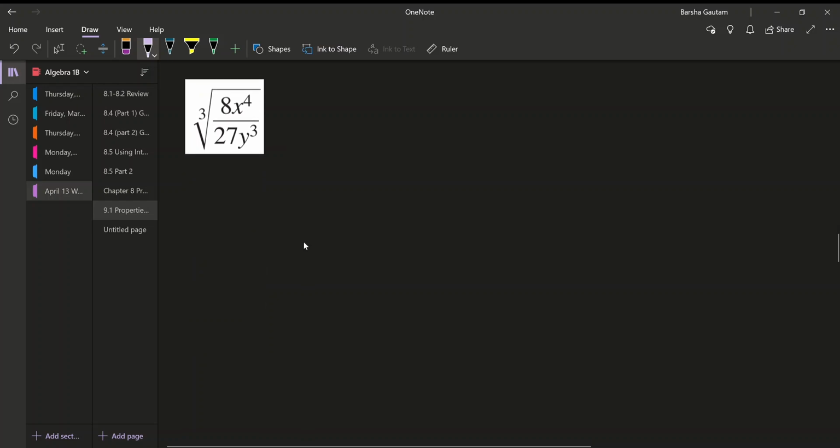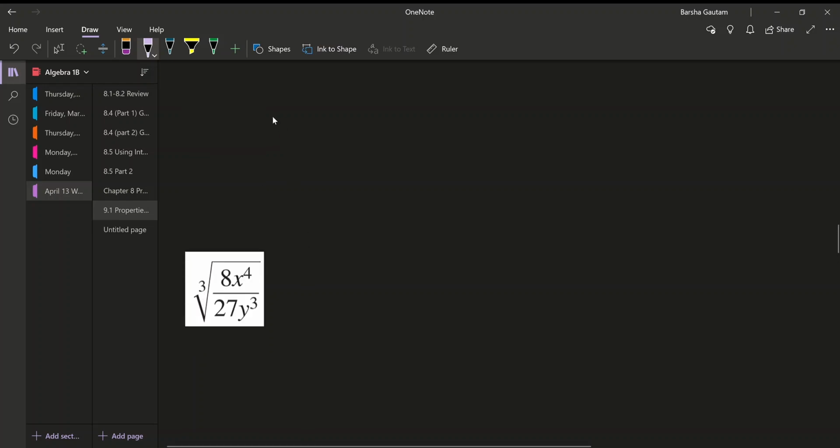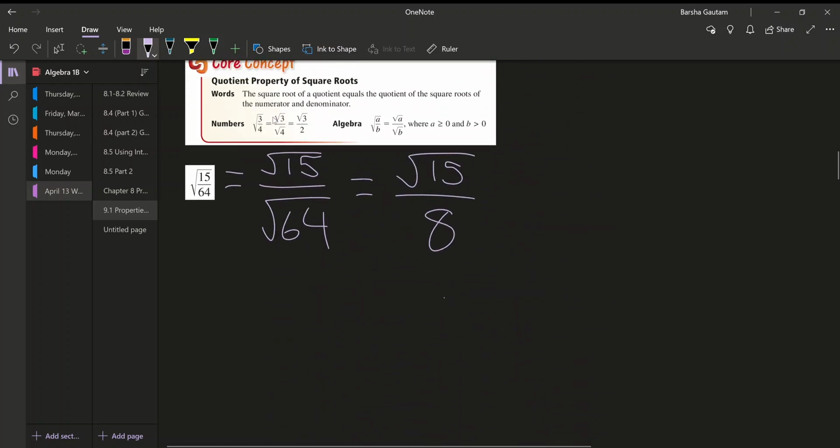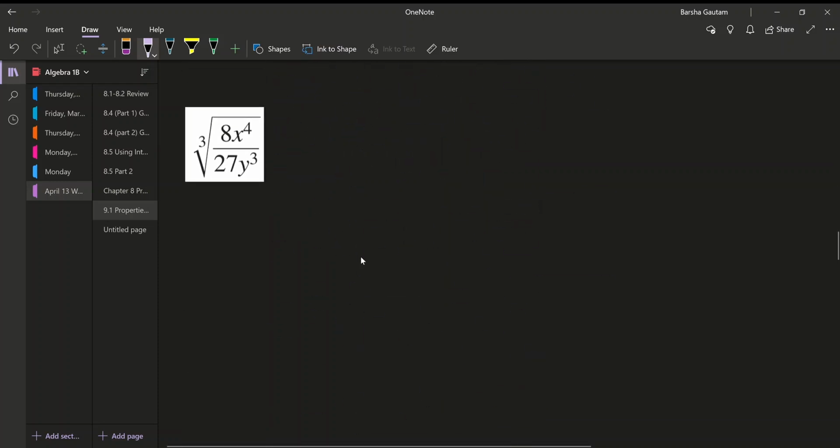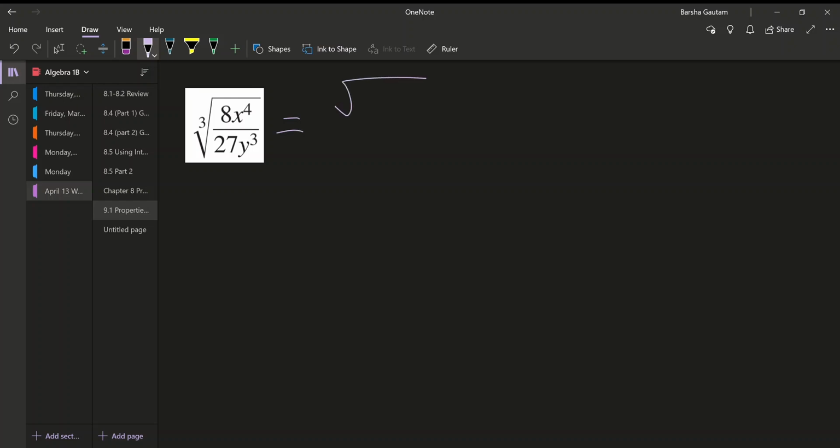Let's try another one. This time it's going to be a fraction. So remember what we were doing earlier. Let's go back to this problem right here. We're going to be doing the same thing as we were doing right here. We're going to divide it up into 2 pieces. The top and the bottom are going to get their own radicand symbol. Okay, so let's go ahead and do that. Remember to bring the 3.